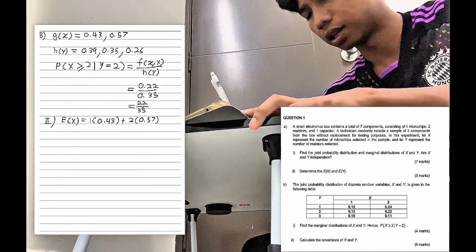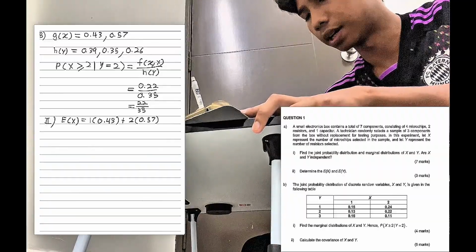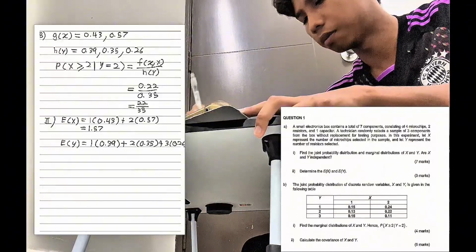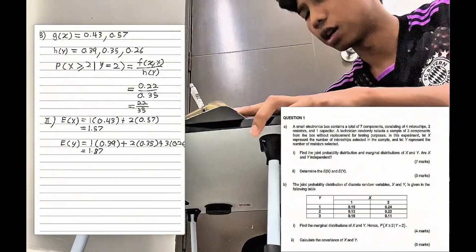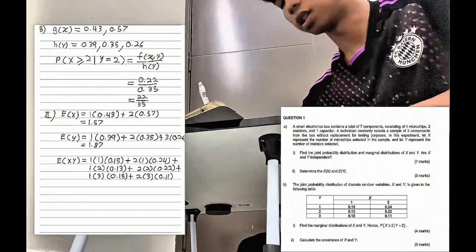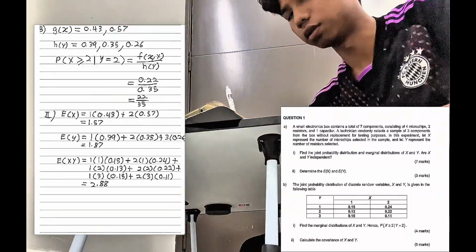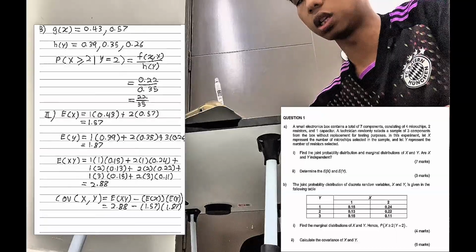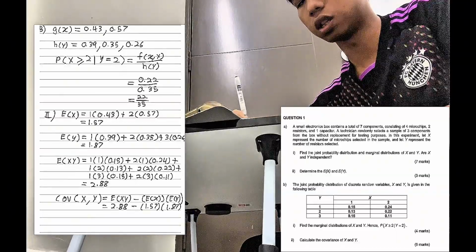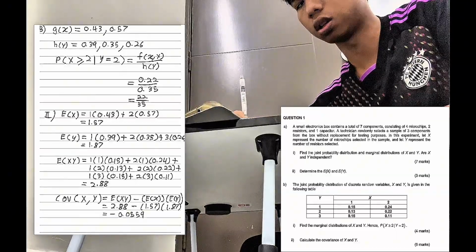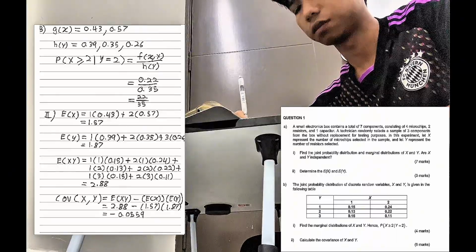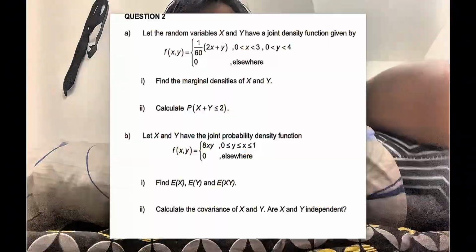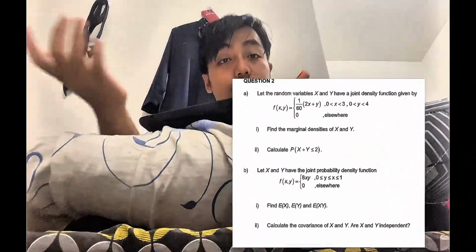Next, covariance. First, I find EX, it is equal to 1.57, EY it is equal to 1.87, and EXY equal to 2.88. For covariance, XY is equal to EXY minus EX times EY, and the answer will be 0.0559. Okay, now let's take a look at question number 2.